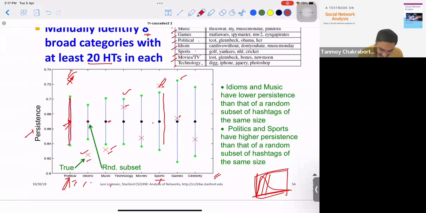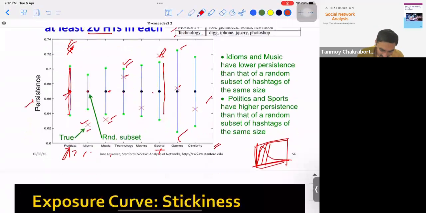Whereas events like technology or games, right, celebrity, you see that these events, if you draw random settings, you will be able to mimic the spread of these kinds of hashtags. This is also quite evident if you think of it intuitively.